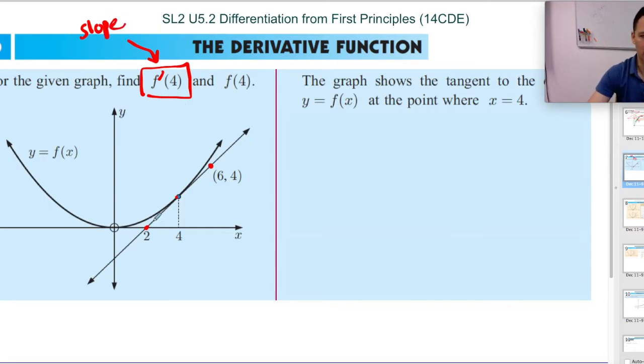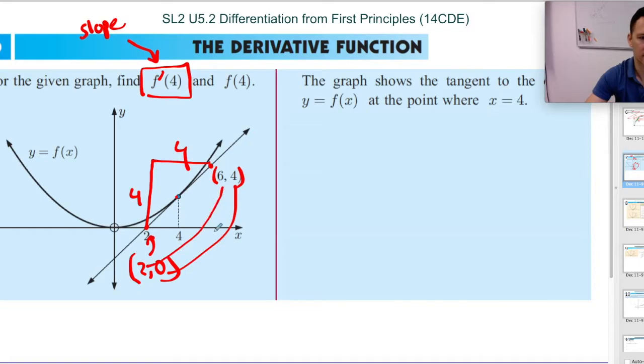And so what's the slope? Well, it's rise over run. This spot is 2, comma 0, and this is 6, comma 4. So it rises 4 and runs 4. From 0 to 4 is the rise, from 2 to 6 is the run, and so its slope is 4 over 4. Its slope is 1, so the derivative at 4 is 1.